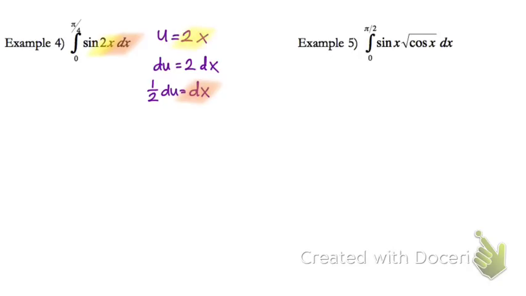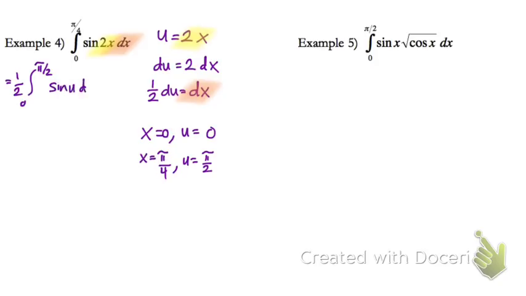And then if I change my limits of integration, when x is equal to 0, u is equal to 0. When x is equal to pi over 4, u is equal to 2 times pi over 4, which is pi over 2. So if I do this substitution, I get 1/2 times the integral from 0 to pi over 2 of sine of u du.